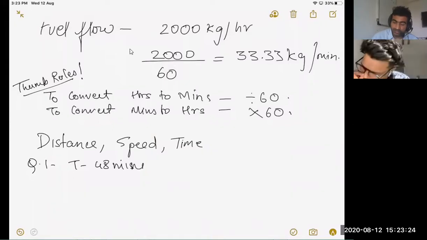What's the unit in your calculator? Is it in minutes or is it in hours? It is in hours. So first convert your minutes into hours and then use the value. Always remember the units should match.